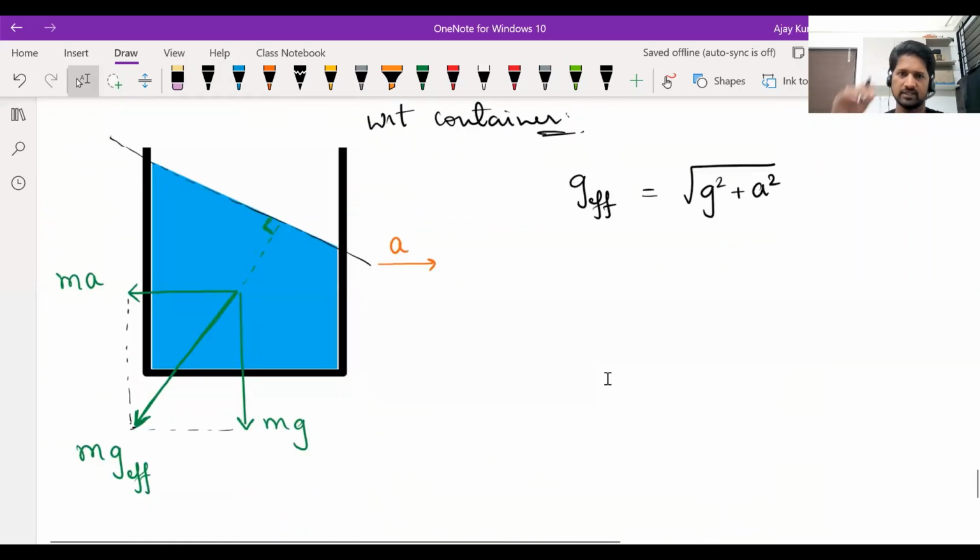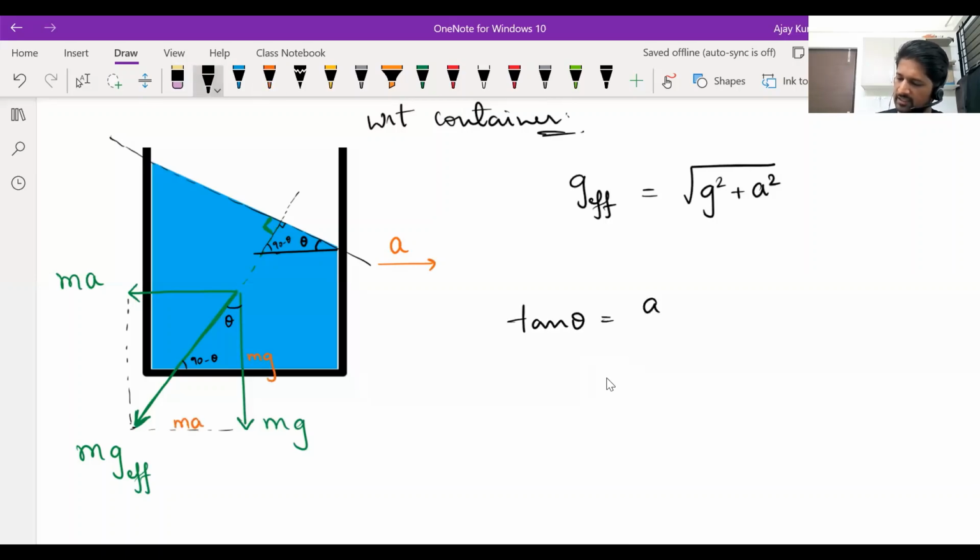Now we know that the free surface settles perpendicular to the direction of maximum pressure gradient. How did we determine that direction? By taking the resultant of mg and ma. What we now want to find out is the angle at which this surface will be tilted. Let's say with the horizontal, the angle is theta. Then this perpendicular direction is 90 degrees, and this will be 90 minus theta. If that angle is theta, then this side is ma, this side is mg. Therefore, tan theta is ma by mg, so theta is equal to tan inverse of a by g.